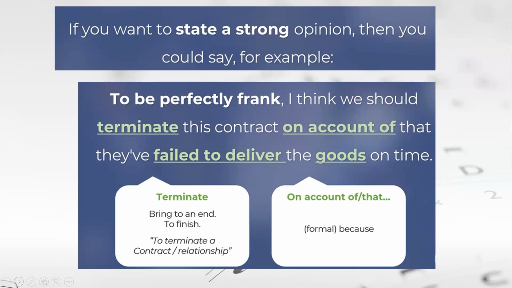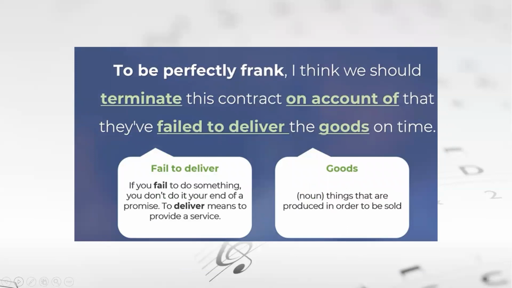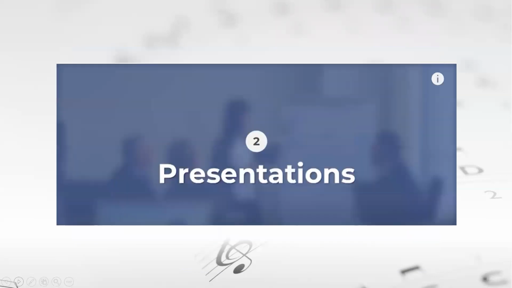think we should terminate the contract on account of that. They fail to deliver the goods on time." Terminate: bring to an end, to finish. To terminate a contract, a relationship. "On account of that" is formal, because of that. Fail to deliver: if you fail to do something, you don't do your end of a promise. To deliver means to provide a service, goods, things that are produced in order to be sold.